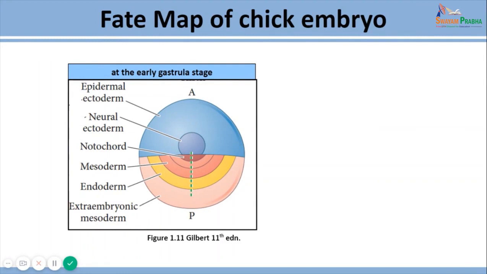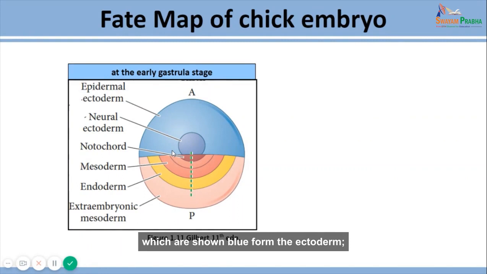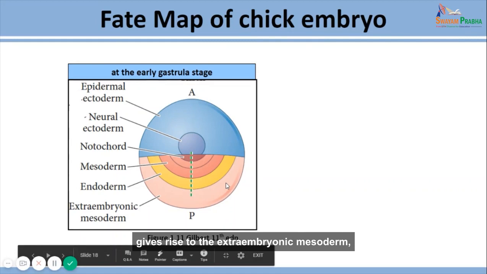Now you see here that the cells at the anterior part of the epiblast, which are shown blue, form the ectoderm, while the cells a little posterior, which are shown red here, give rise to mesoderm, that is the body proper of the embryo, and the yellow part forms the endoderm. The posteriormost part of the epiblast gives rise to the extra embryonic mesoderm, which will form the lining of the yolk sac.